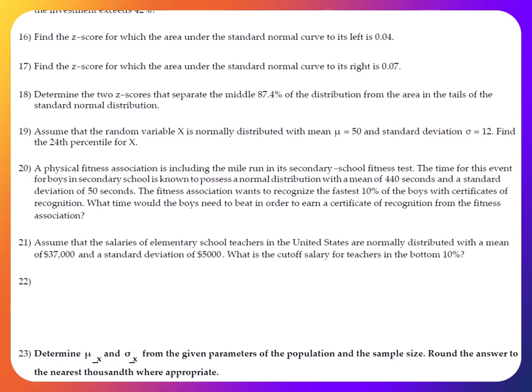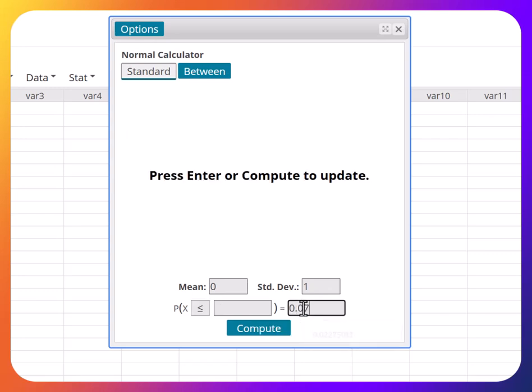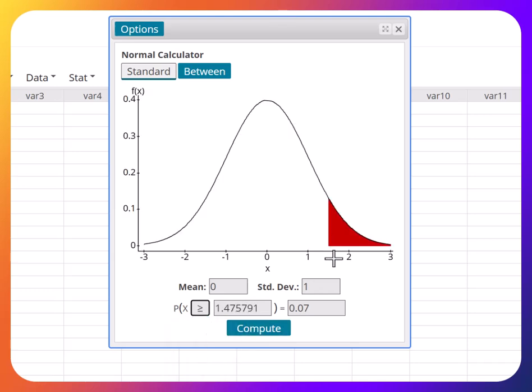Next question. Find the z-score for which the area to its right is 0.07. Okay, here's what we're gonna do. Because we're gonna put 0.07 here, and to its right, you have to make it greater than, and it's gonna give you the z-score, which is 1.48.